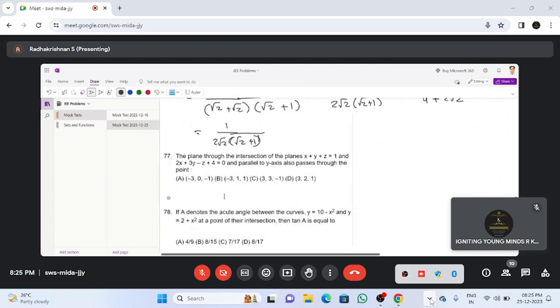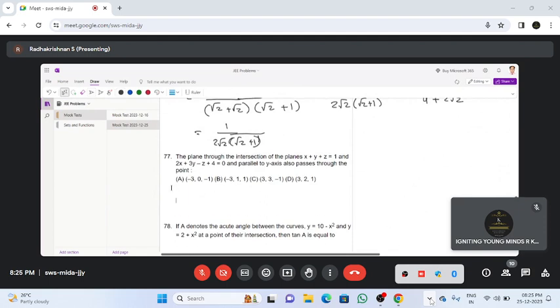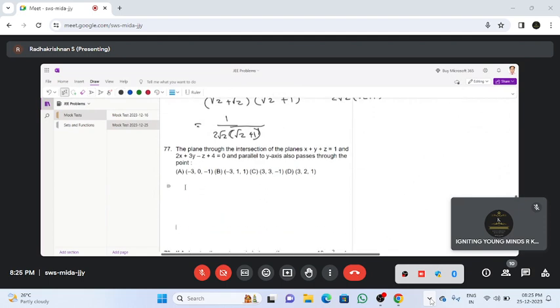So there are multiple methods. Like I said, you should try out all the methods and see. Okay, let's go to the next problem.